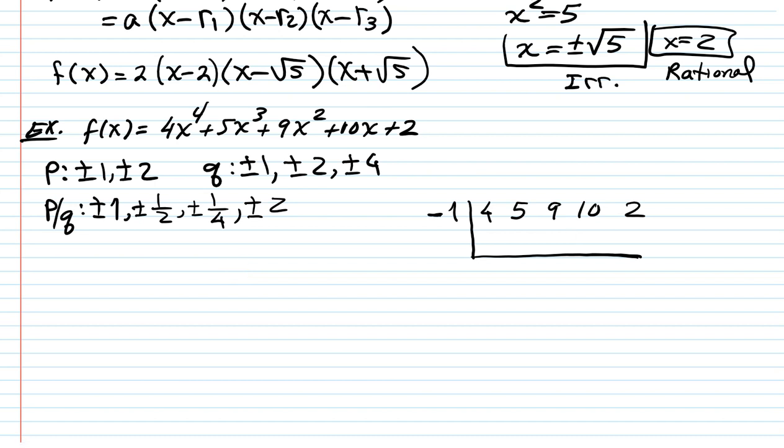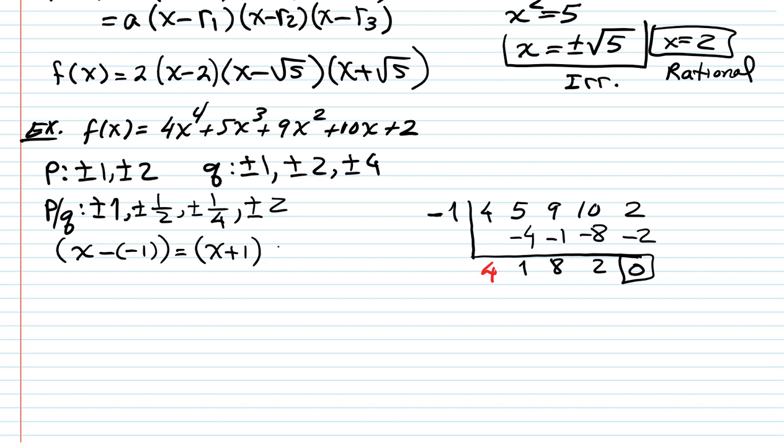Bring down the 4, right? And the synthetic division algorithm kicks in. -1 by 4 is -4. Add. -1 by 1 is going to be -1, and add -8, add negative 2, add, and there you go. Remainder is 0. Perfect. So that means we have one solution. So x minus negative 1, which makes x plus 1, is a factor. Negative 1 itself is a solution.